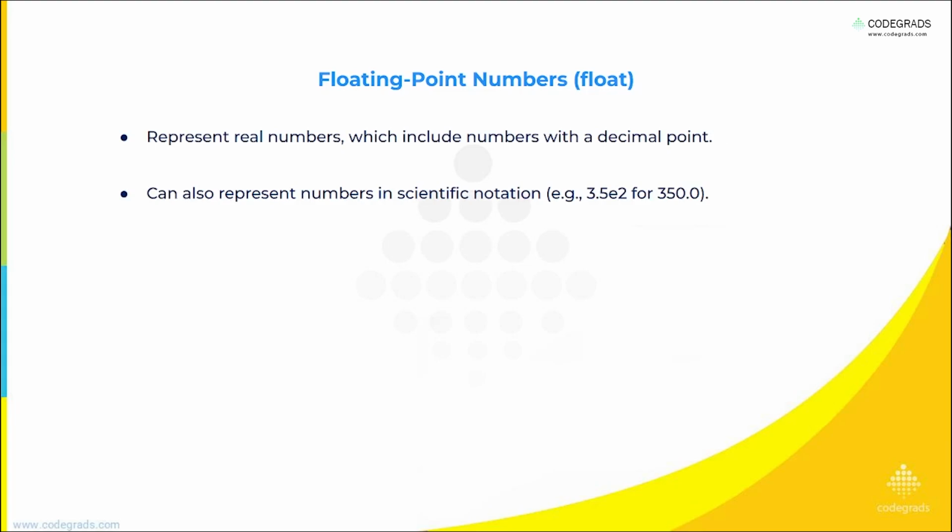Now, second is the floating point number. It represents real numbers, which include numbers with a decimal point. It can also represent numbers in scientific notation. Floats are numbers with a decimal point. Suppose I assign the variable price a value 19.99. There is a decimal point, so it is a float value. Suppose I mention a height variable and assign the value 5.8. That is also a float value, or floating point number. Any number which has a decimal point will automatically be considered a float value.